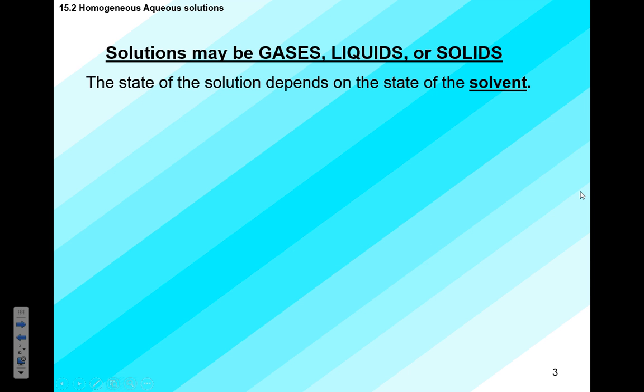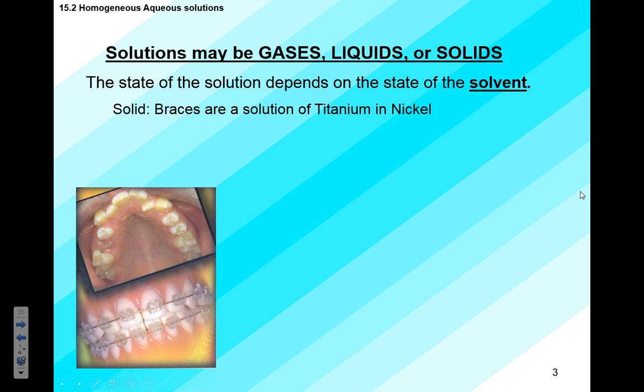Now, solutions may be gaseous or liquids or solids. And really the state of the solution depends upon the state of the solvent. So the thing that's there in greater quantity, is it a solid, liquid, or gas? And that's going to determine whether we refer to the solution as a gaseous, liquid, or solid solution. Now, what are different types of those solutions?